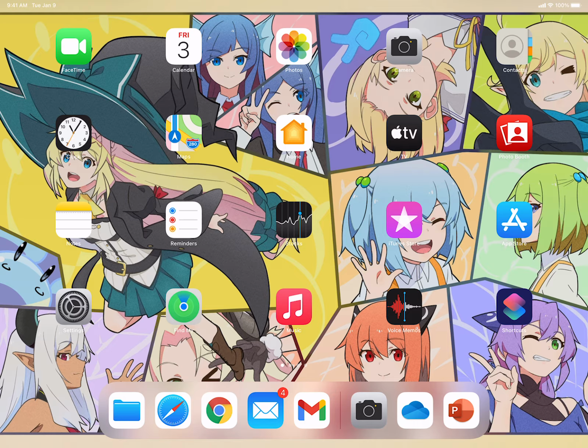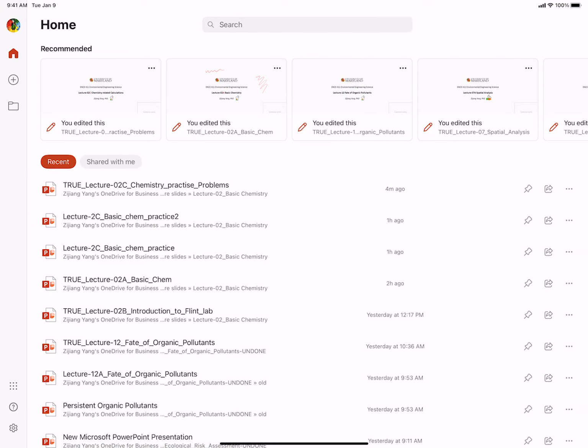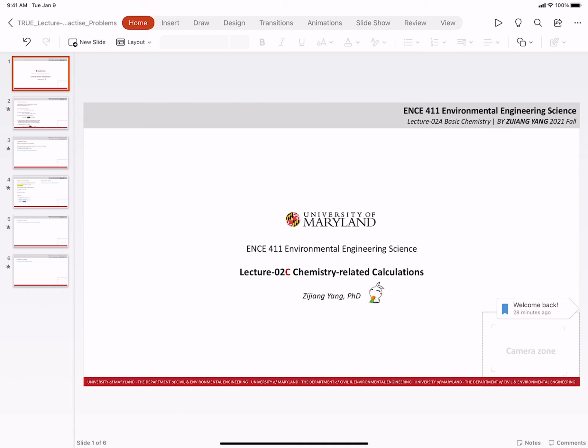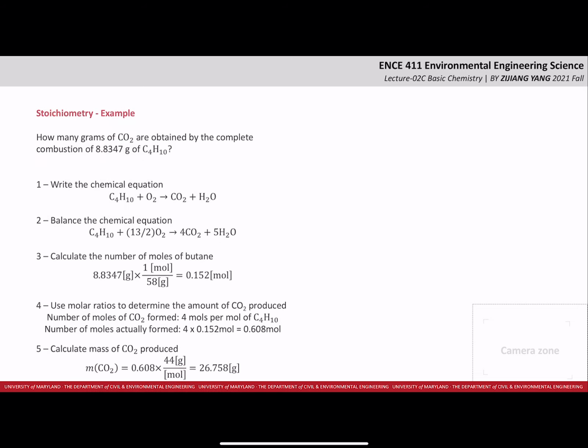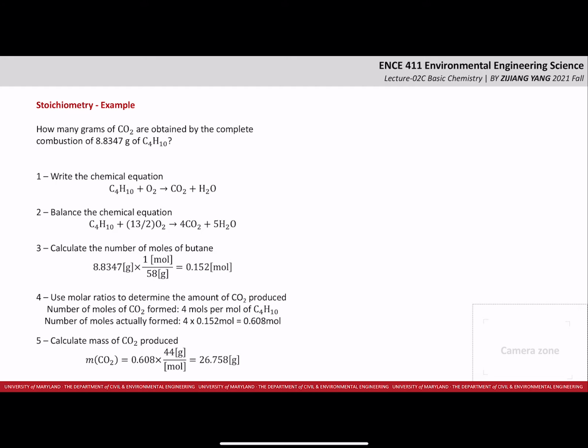So hello guys, today I'm going to go through some of the calculation problems related to chemistry. So first, let's look at the calculation examples that I didn't go through in the lecture.